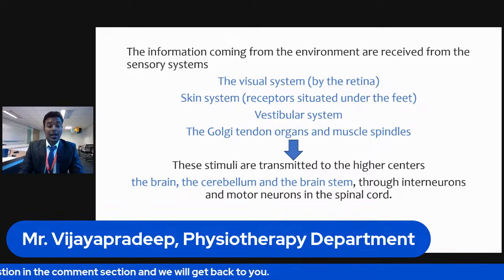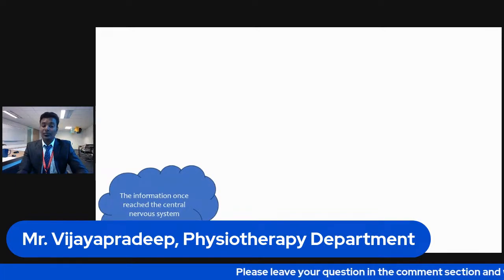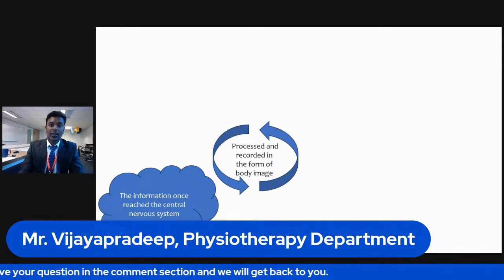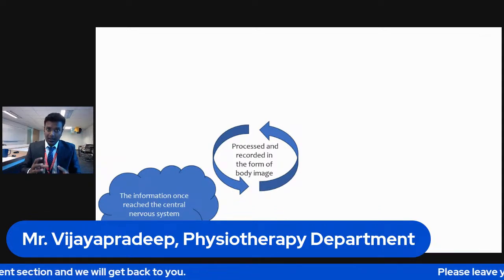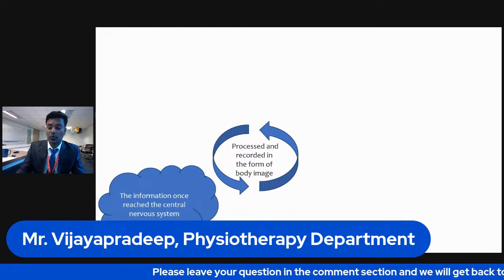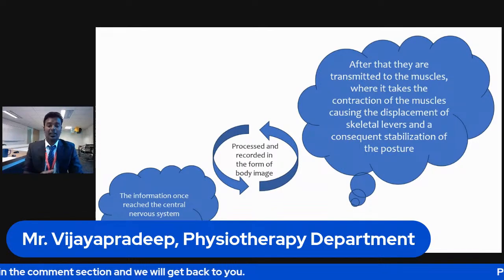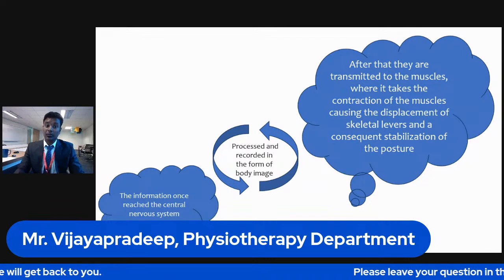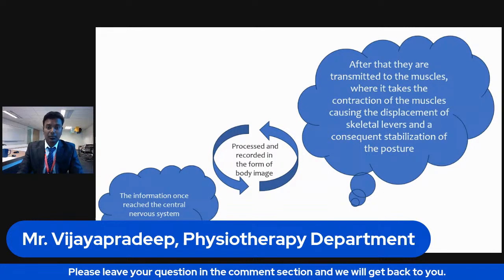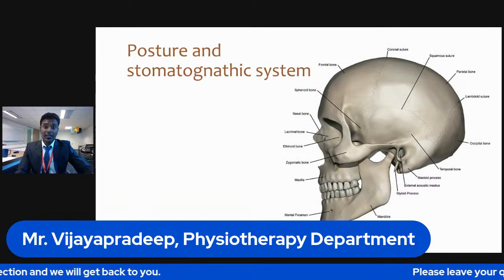These stimuli are transmitted to the higher centers through the interneurons and motor neurons in the spinal cord. Once the information reaches the central nervous system, it is processed and recorded in the form of a body image. So once this information is collected, the brain does some processing and creates the information in the form of an image. After that, it is transmitted to the muscles, commanding them to do some activity. With this command from the brain, the muscle starts contracting, which makes some movement in the skeletal system. Then the posture, that means the mobility of the body, starts.